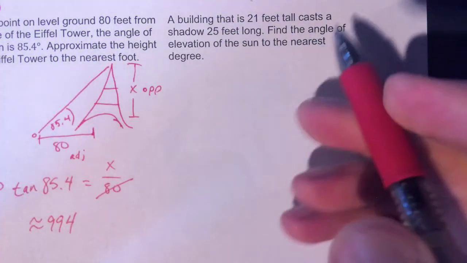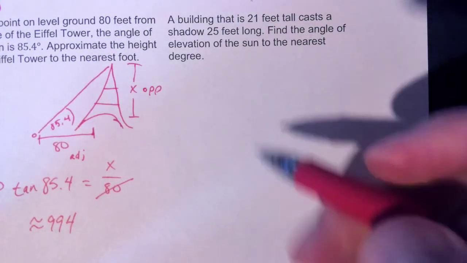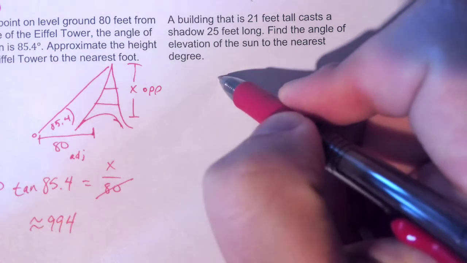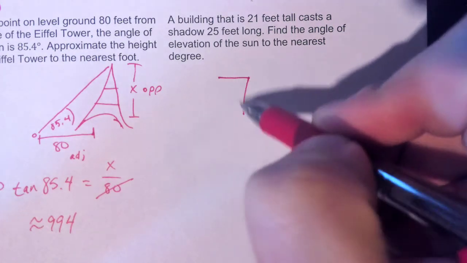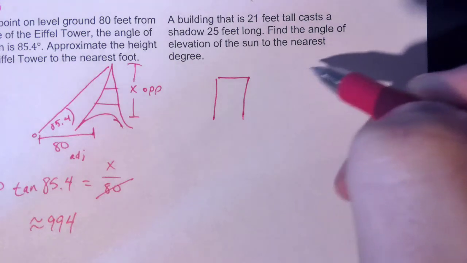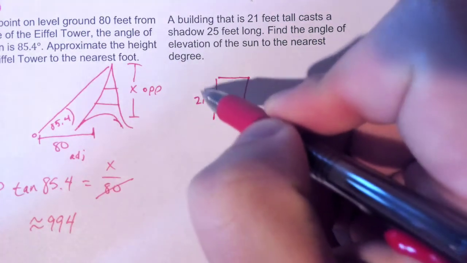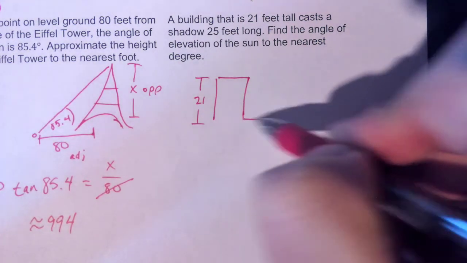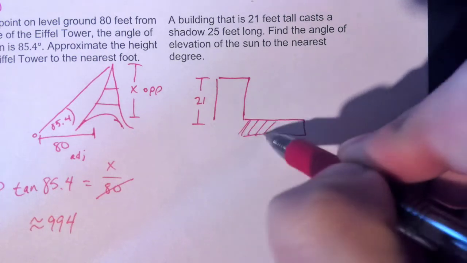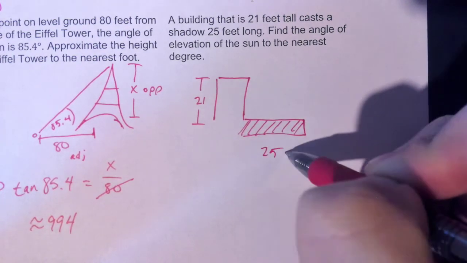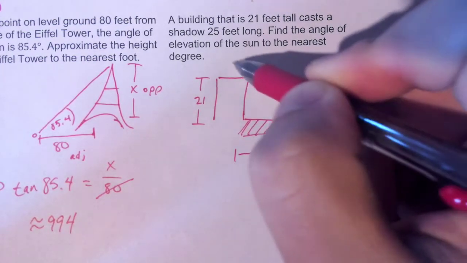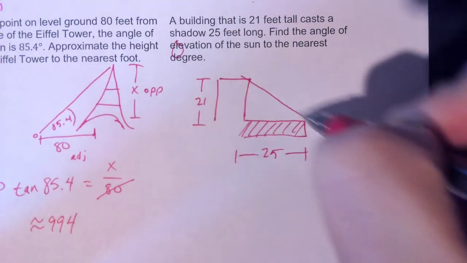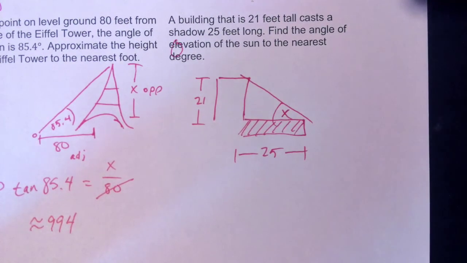And then here we go. This is what you can do at your house if you wanted to find how high the sun is right now. Is it even sunny today? I don't know. We got a building. It's 21 feet tall. It casts a shadow. It's 25 feet long. How high is the sun in the sky? x right there, angle. What degree is it at?